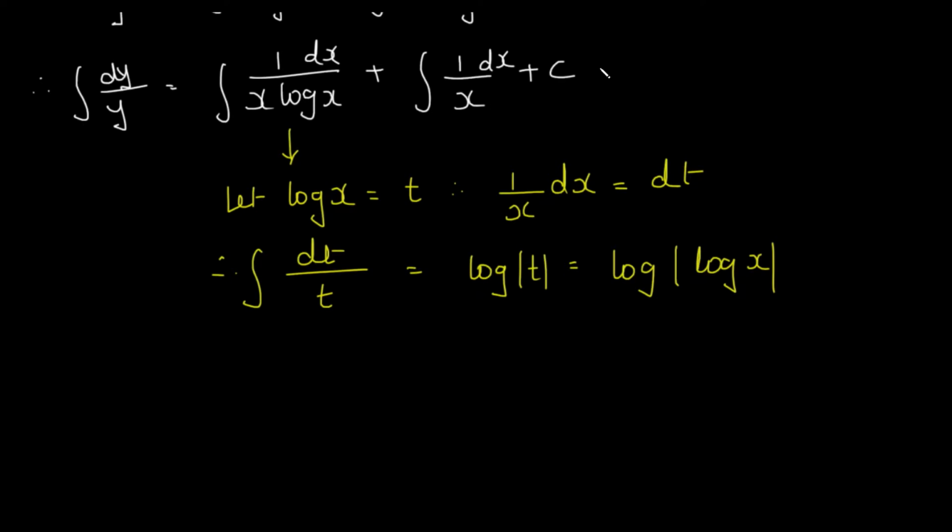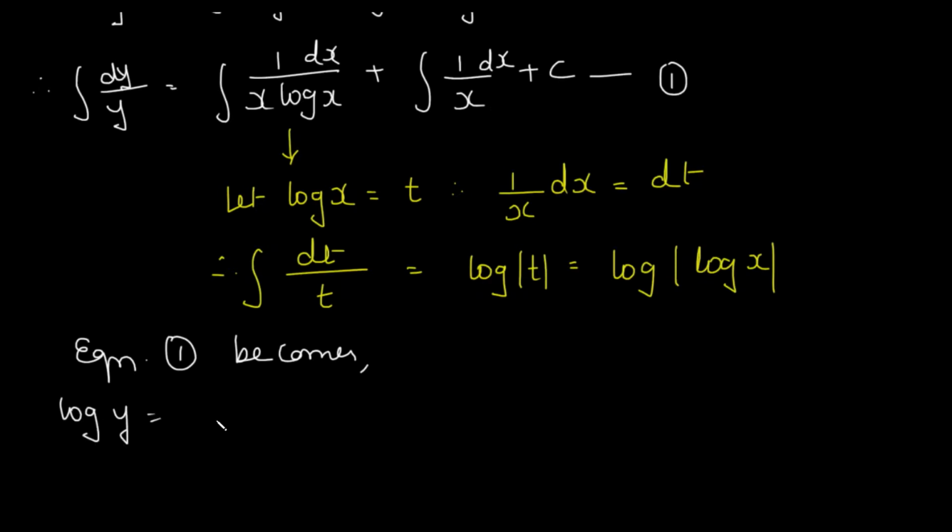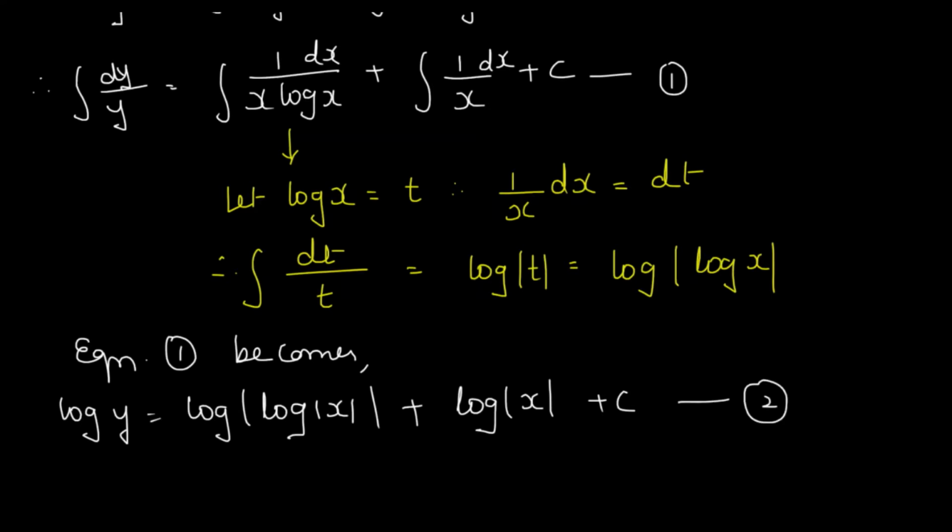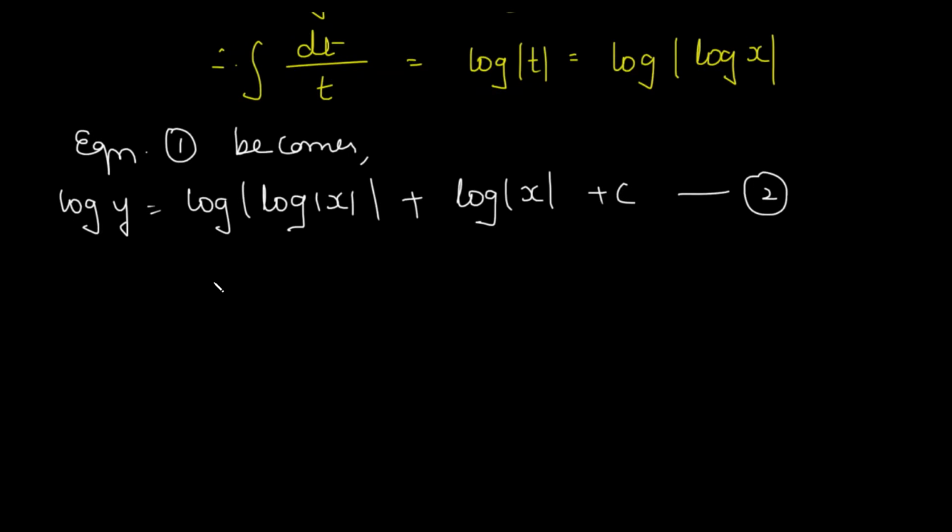This way, suppose we number this equation as 1, equation 1 becomes, now we solve the LHS, so we get log y is equal to, now 1 upon x log x, the answer we got is log x, so we get log x plus again 1 upon x dx, the answer is log x, plus c. Suppose this is equation 2.